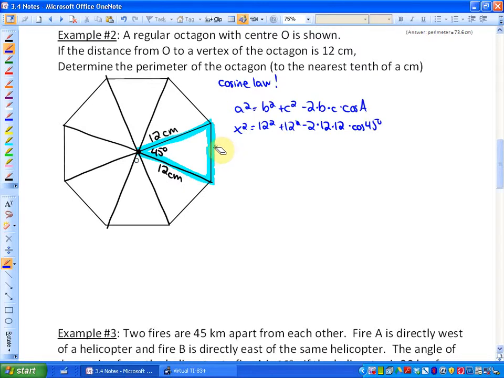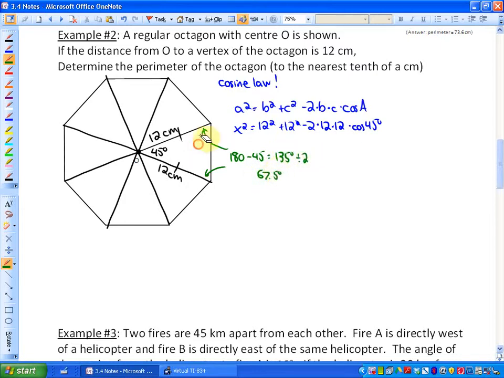Here's an alternative method. We know that this is an isosceles triangle because both of these sides are equal. So if we'd like to find these angles here, what you could do is 180 minus 45, that's a total of 135 degrees, and then divide it by 2, which is 67.5 degrees.